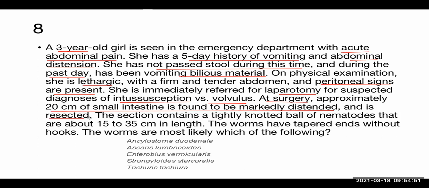So it is resected. The section contains a tightly knotted ball of nematodes that are about 15 to 35 centimeters in length. Now we have found the cause of this intestinal obstruction, that is the ball of nematodes, which are quite long. Look at the length of these nematodes, 15 to 35 centimeters. That is a clue for your answer here. The worms have tapered ends without hooks, and the worms are most likely which of the following? So can you choose which one of the following worms is responsible for this acute intestinal obstruction?